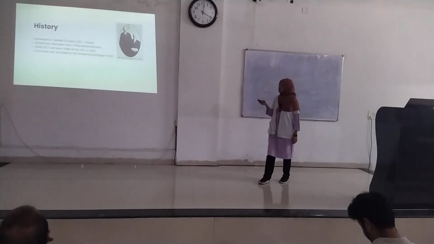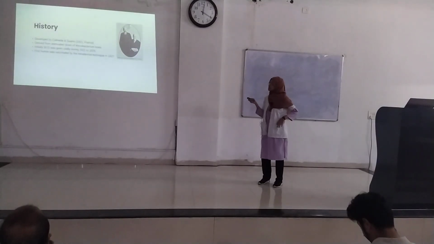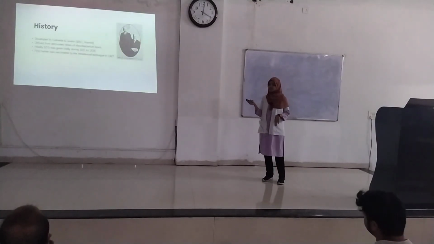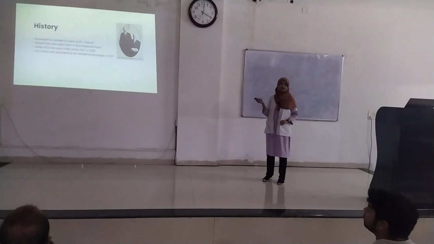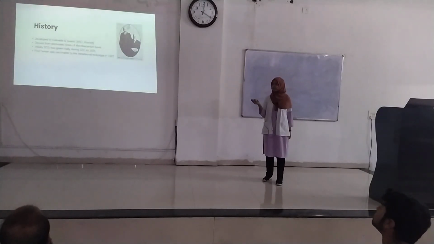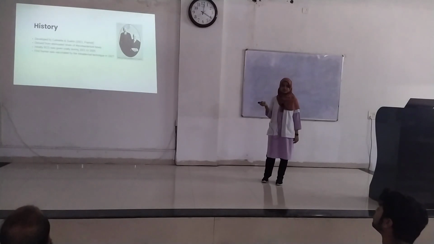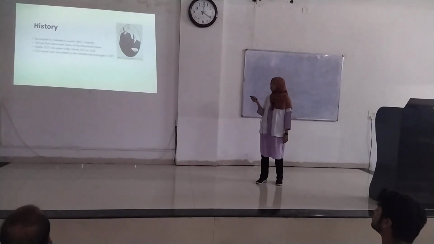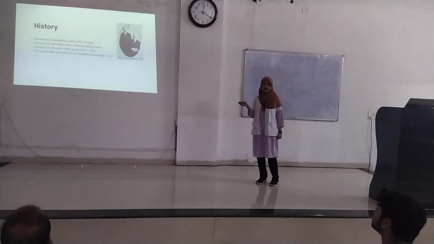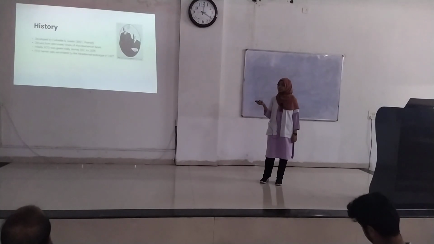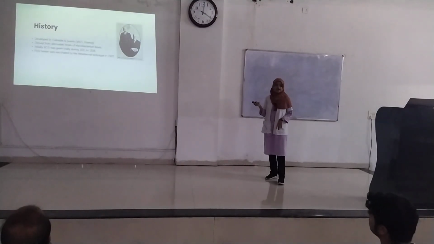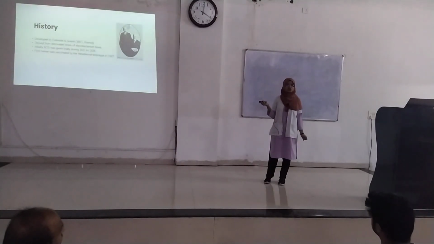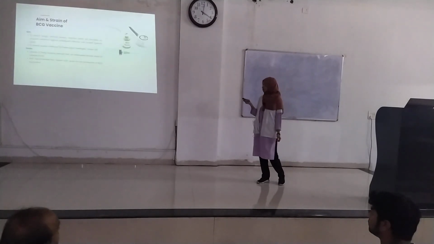Let's see the history behind the BCG vaccine. Bacillus Calmette-Guérin, that is BCG, was developed by two French scientists, Calmette and Guérin. It is derived from an attenuated strain of Mycobacterium bovis. It was initially given orally during 1921 to 1925. The first human was vaccinated by the intradermal technique in 1927. Since then, it has become a part of the national immunization schedule.